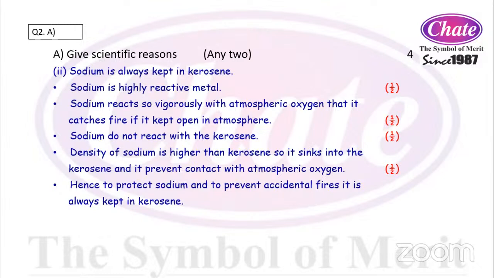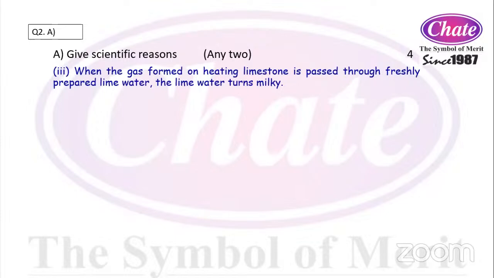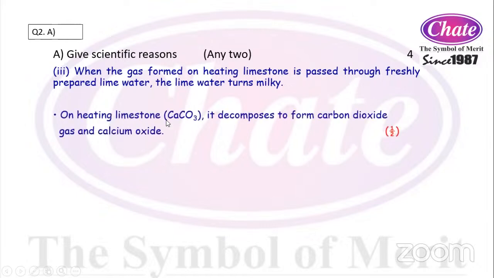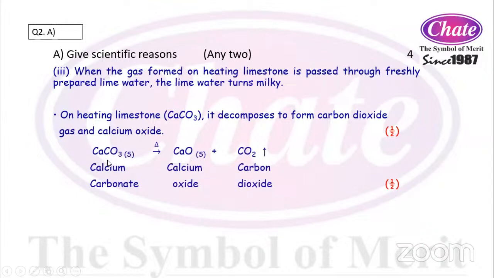Now the next question: when the gas formed on heating limestone is passed through freshly prepared lime water, the lime water turns milky. In this type of question, first we have to tell what will happen if we heat the limestone, that is, which gas evolves from that reaction. On heating limestone, that means calcium carbonate, it decomposes to form carbon dioxide gas and calcium oxide. We can mention it like this: calcium carbonate in the solid state, after heating, gives calcium oxide, and carbon dioxide is evolved.